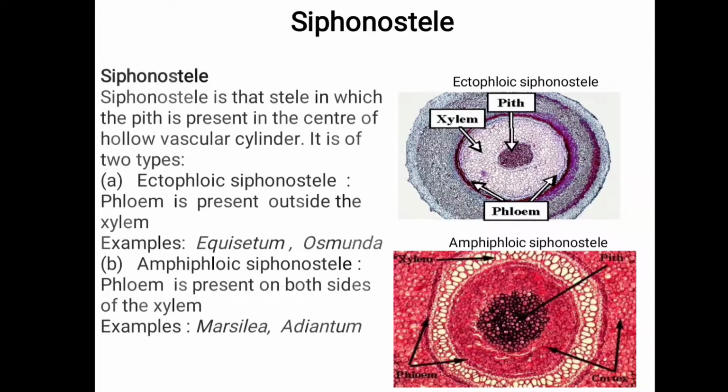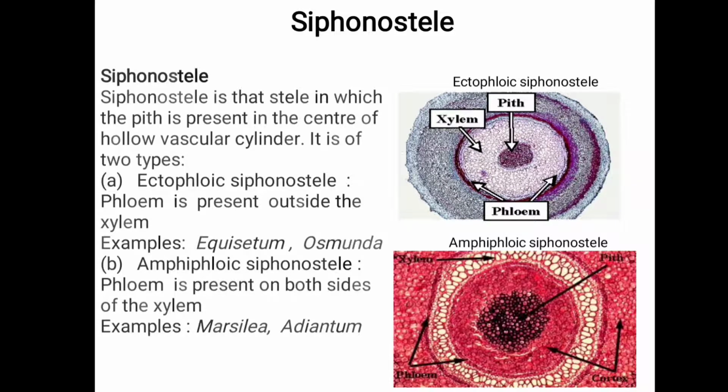The second type of stele is the siphonostele. The siphonostele is that stele in which the pith is present in the central hollow vascular cylinder, and it has two types. We discussed in a previous slide. In the monostele, the three types, haplo, actino, and plectostele, the pith portion is absent, but when the pith portion is present, the stele is known as the siphonostele. And there are further two types: ectophloic siphonostele and amphiphloic siphonostele.